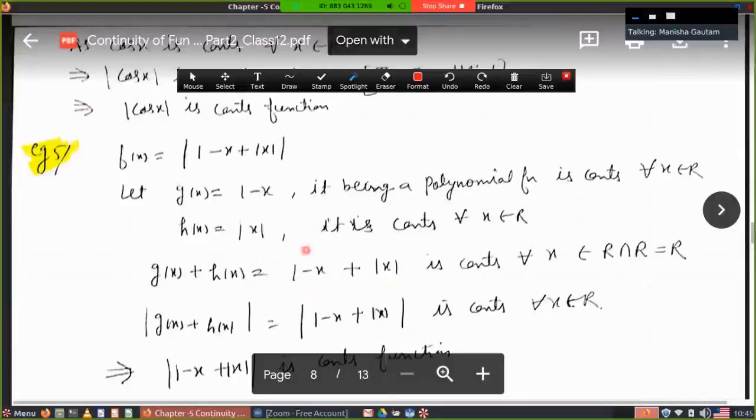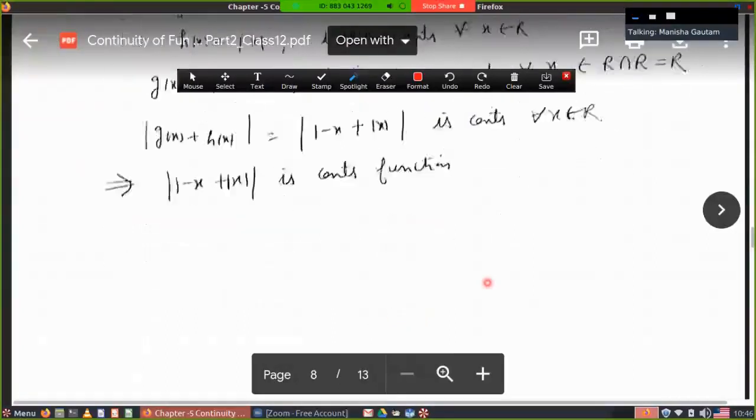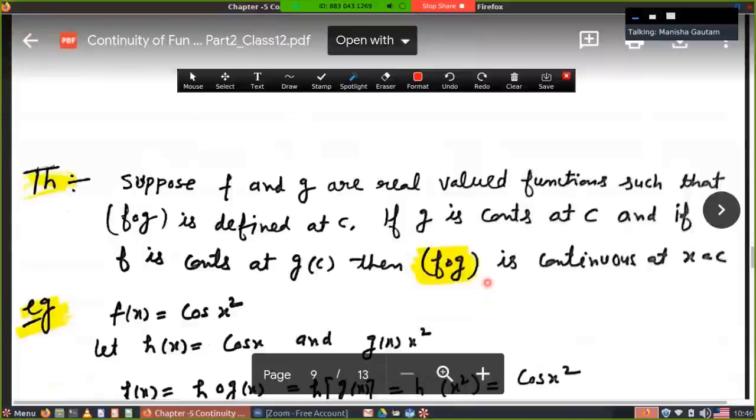If this function is continuous, then the modulus of this function will also be continuous. So the absolute value of 1 minus x plus mod x will be a continuous function. Next theorem: suppose f and g are real valued functions such that f of g is defined at c. If g is continuous at c, and if f is continuous at g of c, then f of g, a composite function, is continuous at x equal to c.